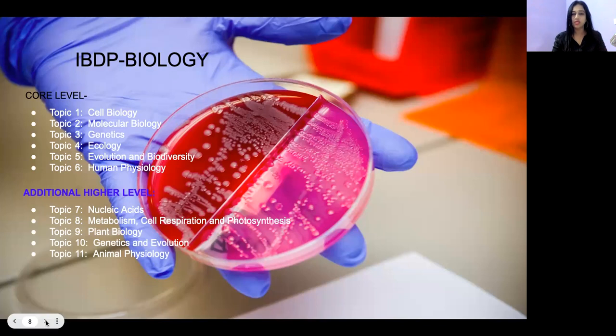The topics are cell biology, molecular biology, genetics, ecology, evolution, biodiversity, and human physiology. For some of the subjects, it is compulsory to have the additional level: nucleic acids, metabolism, plant biology, genetics and evolution, and animal physiology. Animal physiology can be taken as an additional higher level, and human physiology is there at the core level. All these are covered under IBDP. Along with that, they have an extended essay along with the practicals, so more analytical and individual thinking is encouraged here.